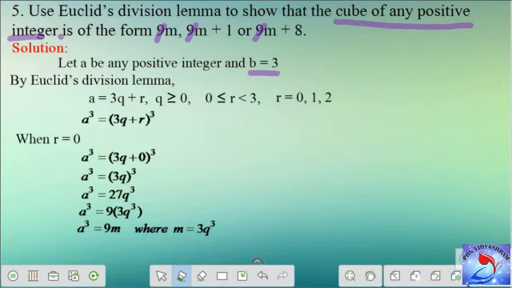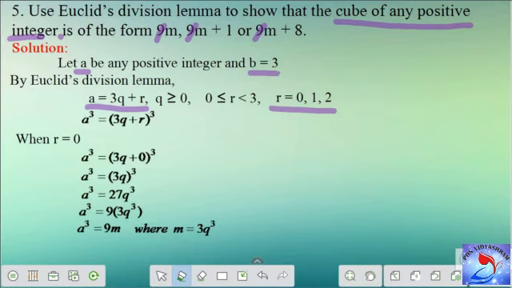See, in this I'm using b as 3 here. I'm choosing a as any positive integer and b as 3. So when I have two positive integers like a and b, as per Euclid's division lemma, I'll be able to write a as 3q plus r, where r takes a value 0, 1 and 2. So I will be discussing all the cases for all the remainders. That is, what happens to a cube when r is 0, what happens to a cube when r is 1, and what happens to a cube when r is 2. So with this I'll be able to come to a conclusion.